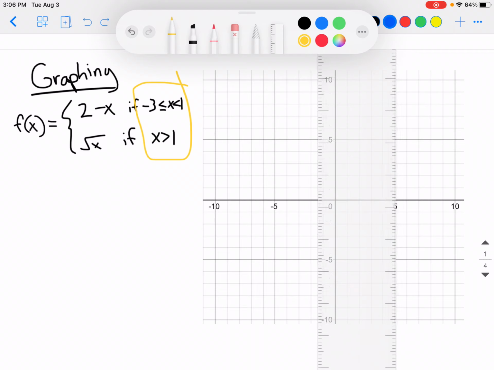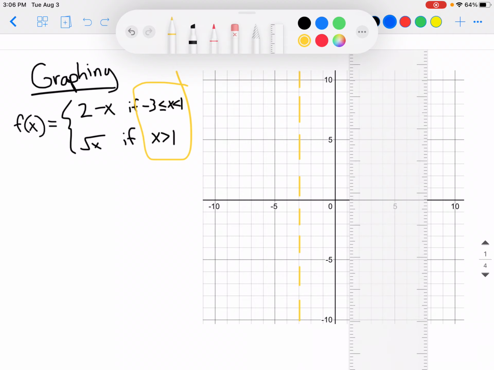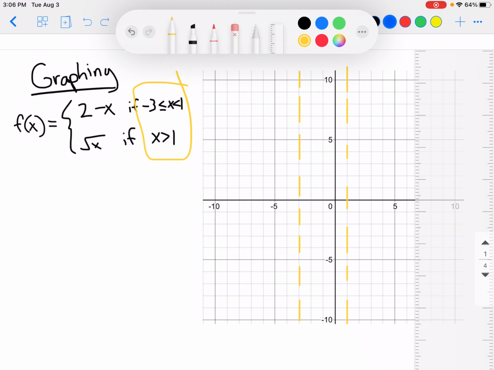So we're going to go to x equals -3, and we're going to draw a few dashed lines here, just to show, hey, this is one of the dividing spots. And then we're going to go to 1 and do the same thing right there. Cool. So we've done that. Now we can think about what goes where.